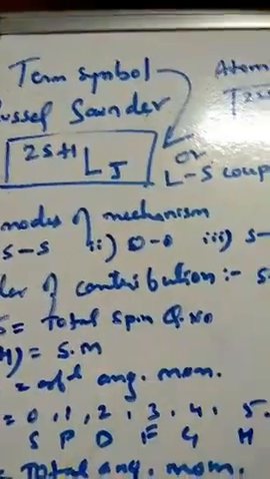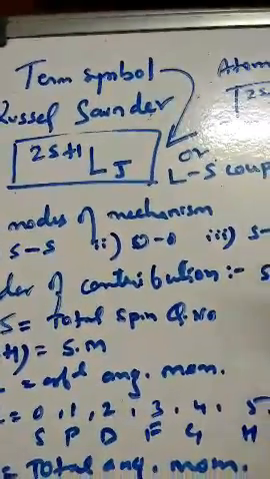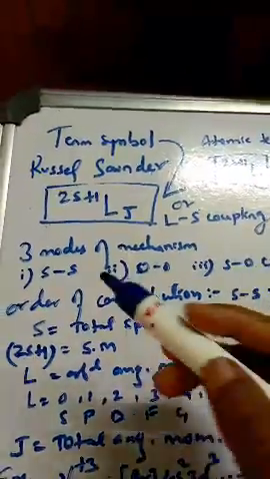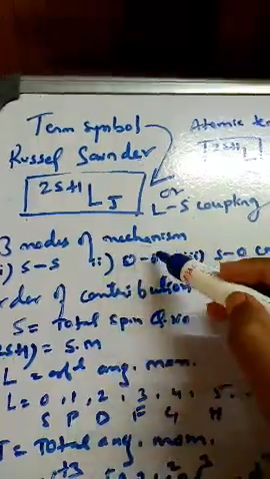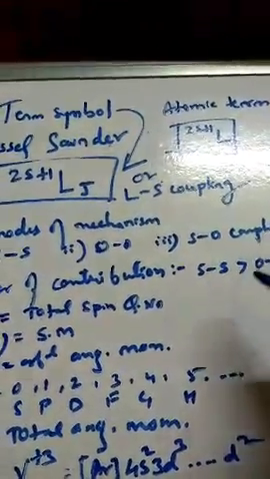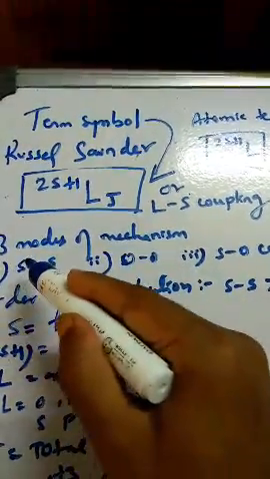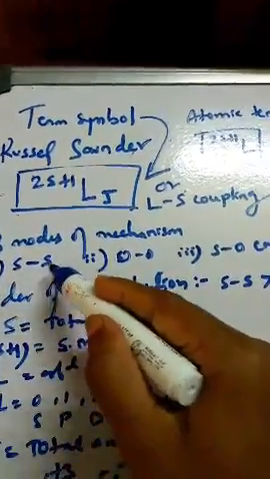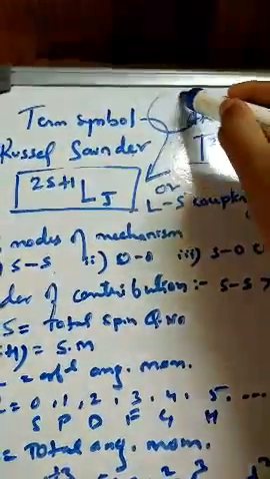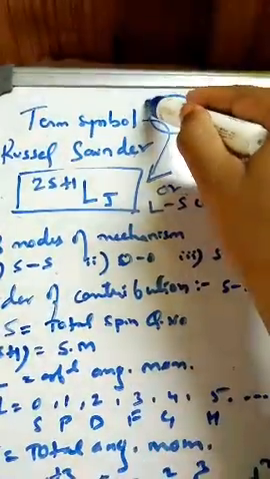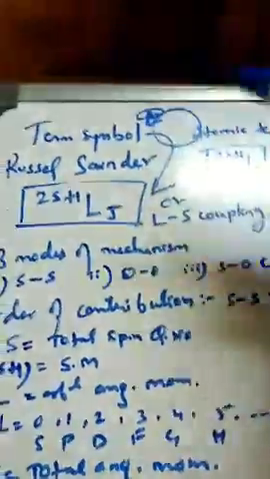But in a multi-electron system, there are modes of interaction between the electrons. The interactions they may come across are the spin-spin interaction, the orbit-orbit interaction, and the spin-orbit interaction. Spin of the electrons, we know, is plus half and minus half. Electrons revolve around the nucleus in their orbit, and they are also spinning on their own axis, or flipping.